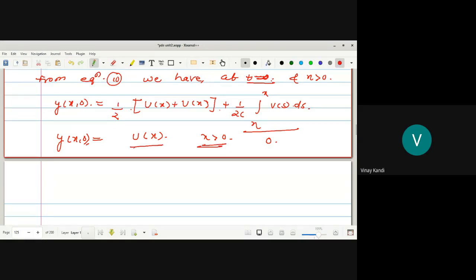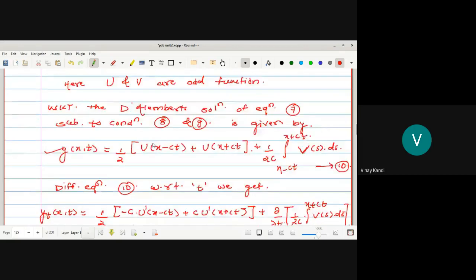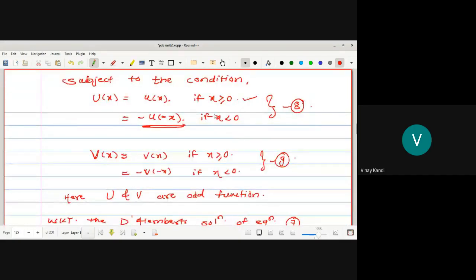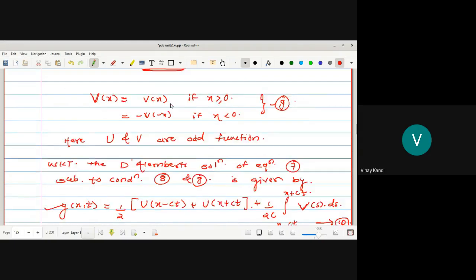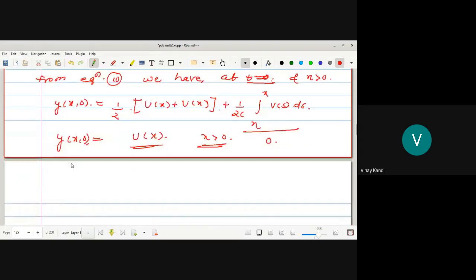और x greater than 0, u of x कसा डिफाइन केला आहे, x greater than 0 कसा डिफाइन केला आहे, small u of x. Okay, that is y of x,0 is equal to small u of x. Okay, hence equation 10 satisfies the condition number 2.